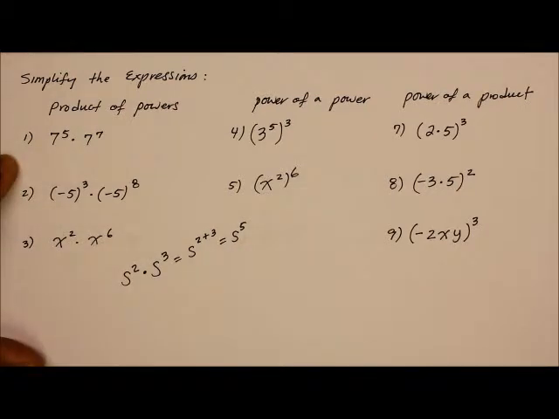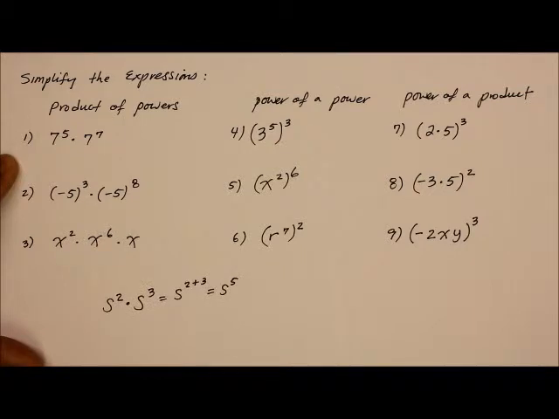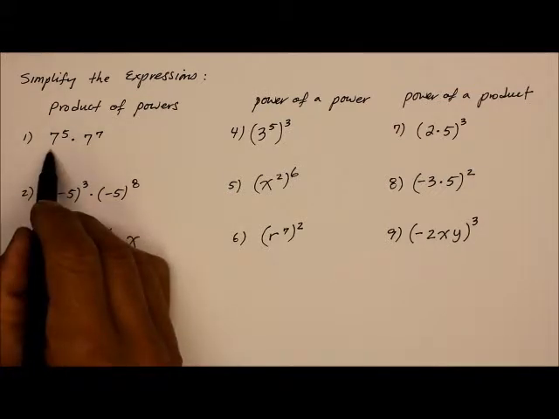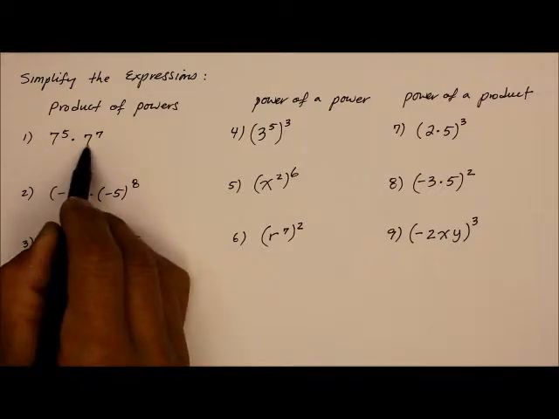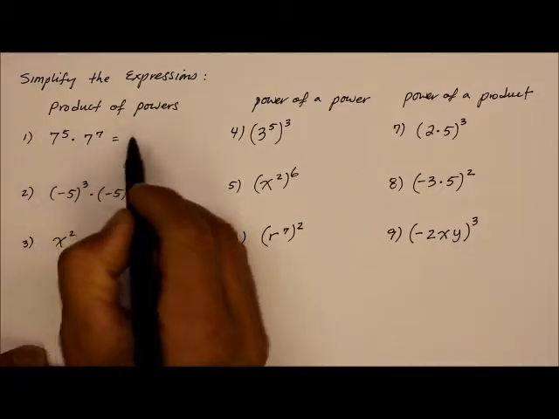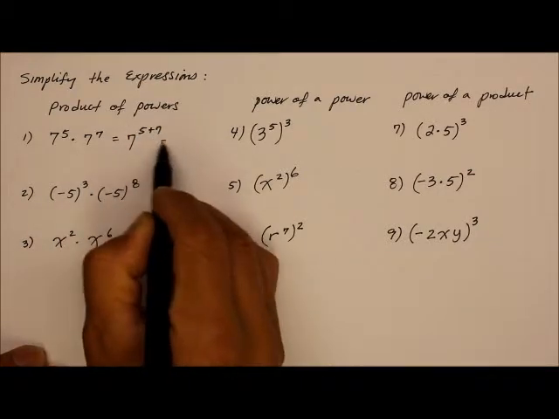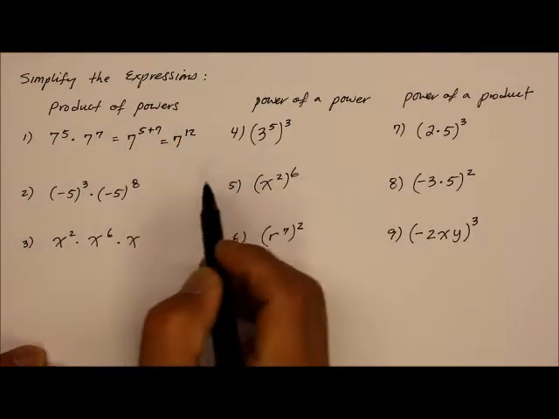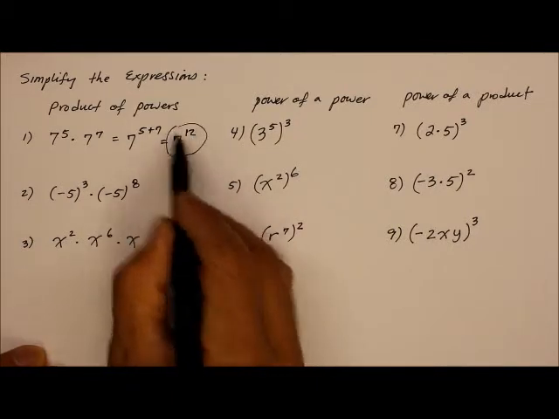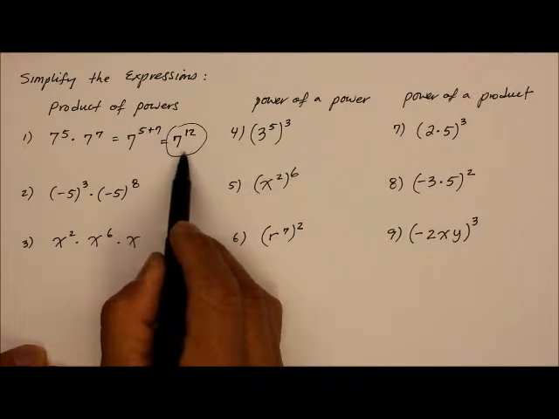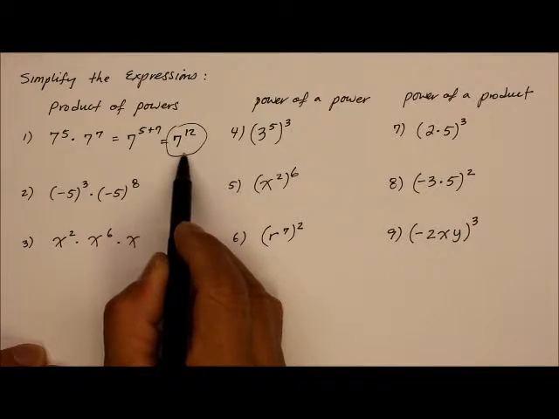Let's try number 1, 2, and 3. All right, since the bases are the same, 7 and 7, when we're taking the product of two bases that are the same, you're supposed to add the exponents. So this simply becomes 7 to the 5 plus 7, which equals 7 to the 12th power. Should you evaluate this? Unless you have a calculator, but that should be a good answer for your teacher.